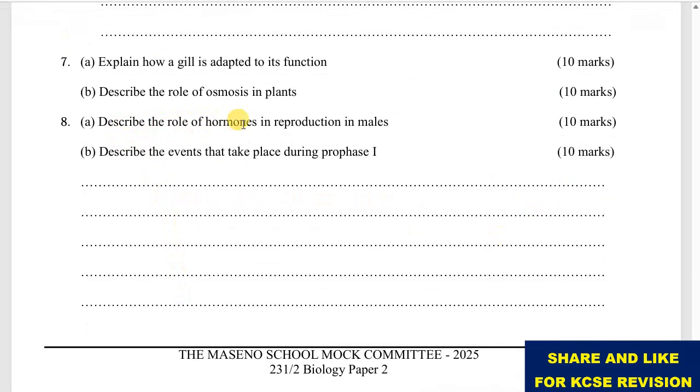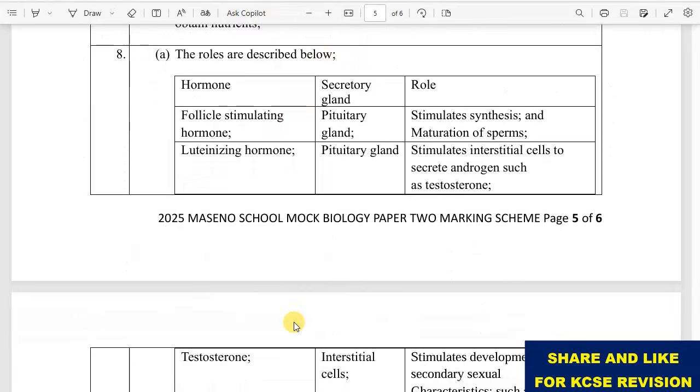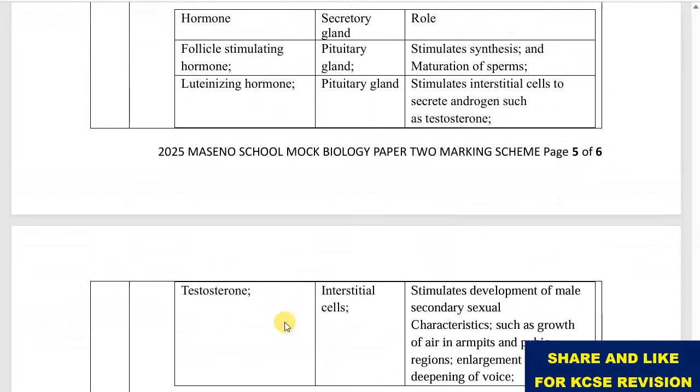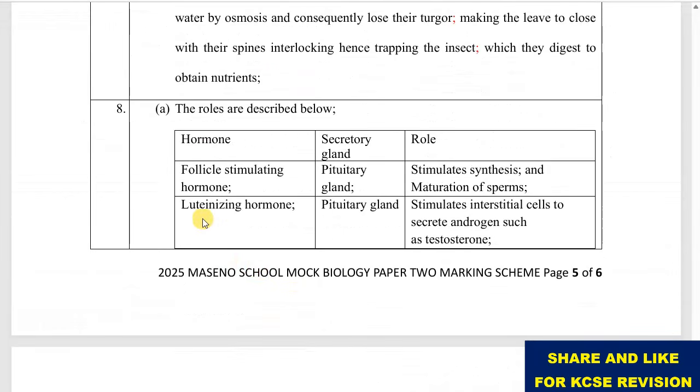Describe the role of hormones in reproduction in males. You can use a table as we have used here. Under hormone, you write the hormone, where it is secreted, and the role.